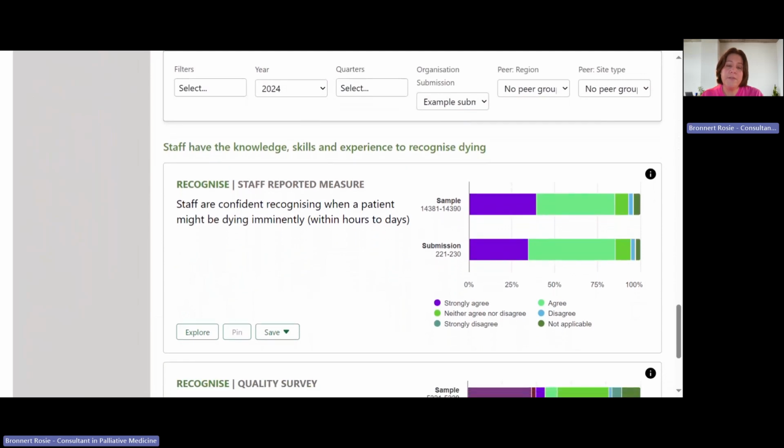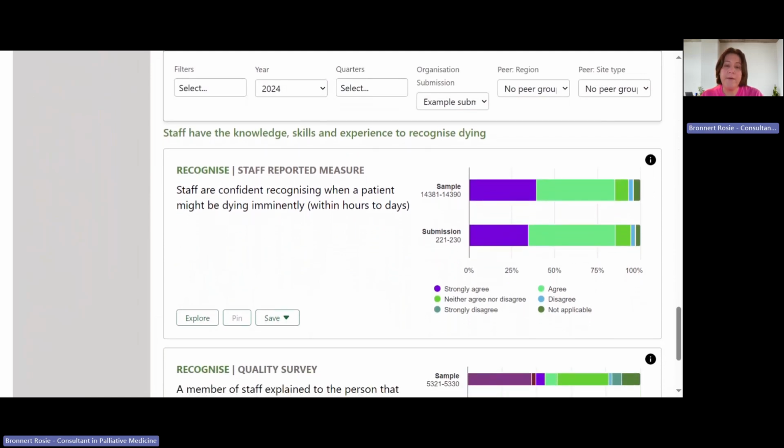So looking at another separate audit element, we have the staff reported measure, and we're asking whether staff are confident recognising whether a patient will be imminently dying within hours to days. And there's a fair amount of agreement in the local submission results compared to the national average.